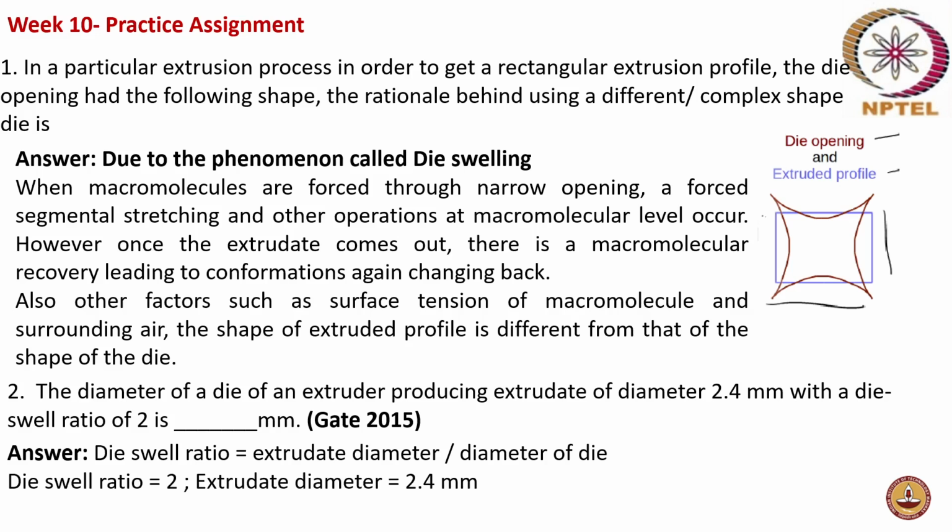Die swell ratio is 2. Extruded diameter is 2.4. So the diameter of the die is the extruded diameter divided by the die swell ratio, which is nothing but 2.4 divided by 2, that is 1.2 mm. That means when you use a die of 1.2 mm, there is die swelling happening, resulting in a product having a diameter of 2.4 mm. That means double the diameter of the die.